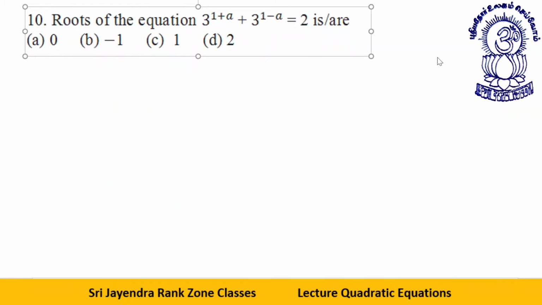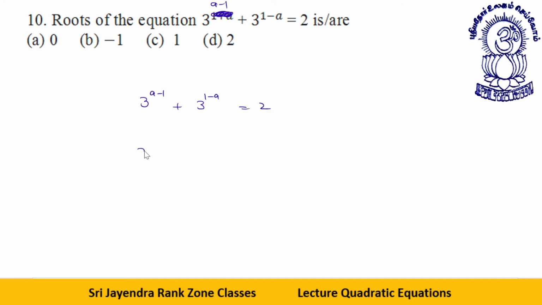The roots of the equation 3 into 1 plus a, 3 into 1 minus a is r. I think there is some typing mistake. Okay, this is a minus 1. This equation is written wrongly. So what we are given is 3 to the power a minus 1 plus 3 to the power 1 minus a is equal to 2. Or I can say, taking minus 1 common, you get a minus 1, is equal to 2.